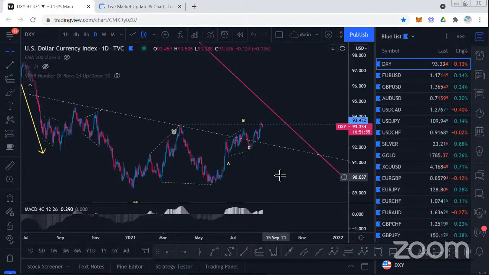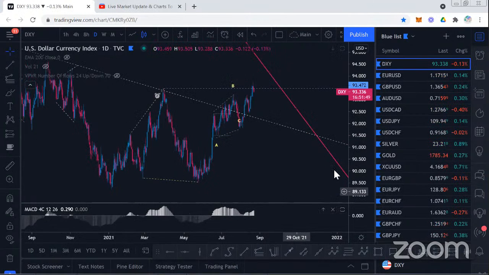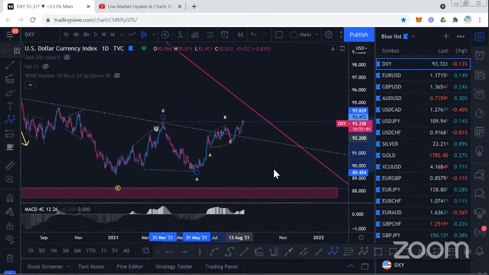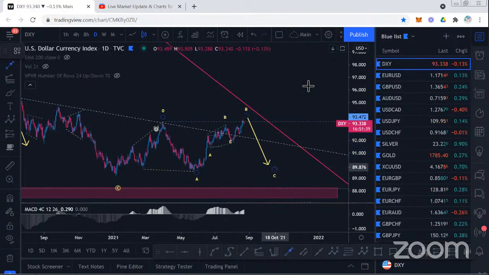I have a little bit of concern for the DXY and mostly driven by the euro, the possibility that what we're seeing here is actually just part of a bigger corrective A, B, C. So maybe a dip down towards kind of 90 before taking off to the upside, which puts our euro trade at risk. Just something we need to consider moving forward. But for now, I'm just going to see how things play out and just manage the trade accordingly.